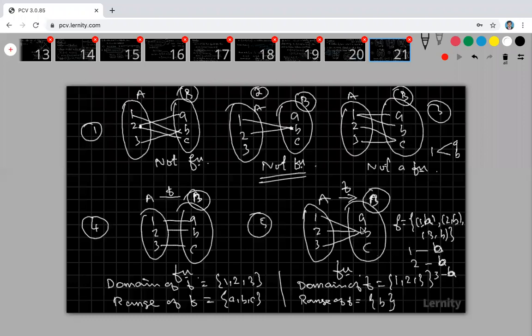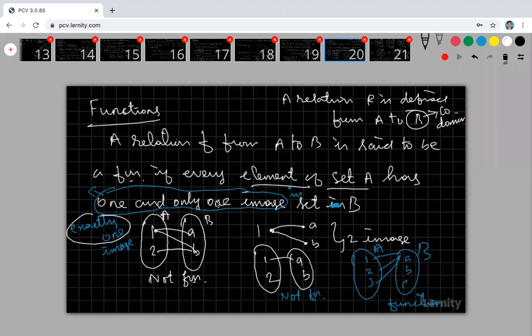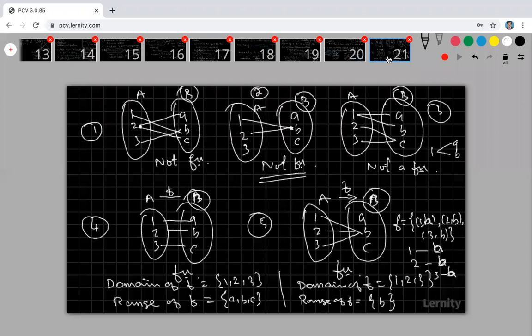This is B. Image of one is B, image of two is B, image of three is B. But all are same, no problem. But now my question is, how many images does every element have? Every element has one and only one image. If any element has more than one image or no image, then that is not a function.